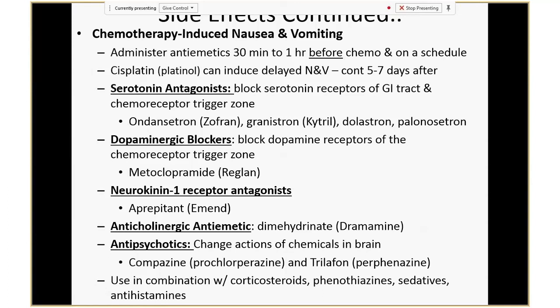Anticholinergics is like your Dramamine. Antipsychotics have actually been shown to have some effects with nausea and vomiting, so they can be used for both. Compazine and Trilafon have been used to change the chemicals in the brain, and it actually shows reduced risk for nausea and vomiting. You can use one of these, a number of these, or a combination with corticosteroids, sedatives, antihistamines, depending on what type of medications work the best for your patient.